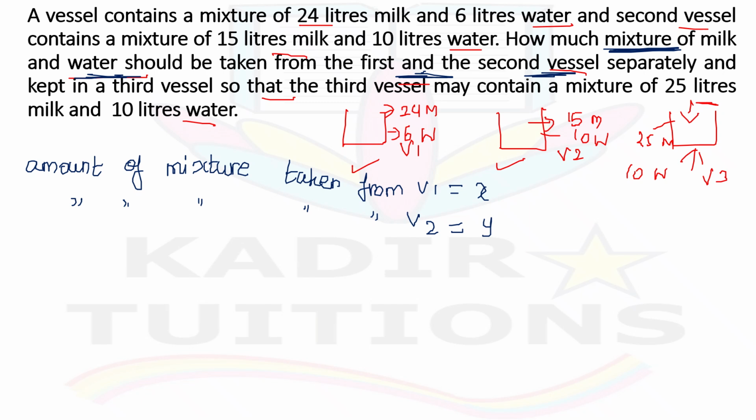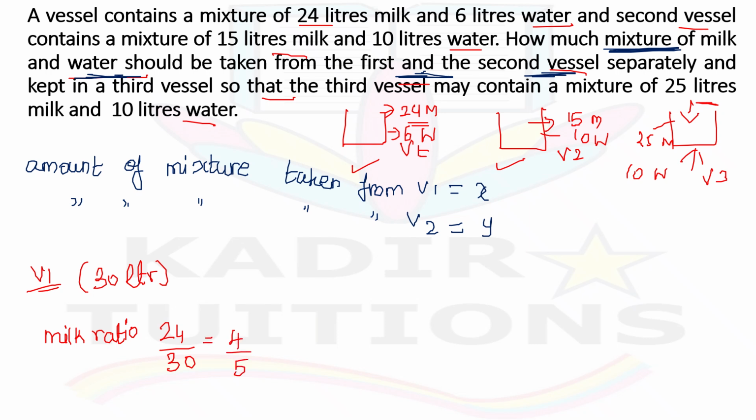So how can we proceed with this problem? First, for vessel 1, we'll find the ratio of milk and water. In vessel 1, how many liters are there in total? 24 milk and 6 liters of water, so there are 30 liters in total, a mixture of 30 liters we can consider. Now in that, what is the ratio of milk in the 30 liters? Milk is 24 and the total is 30. If we solve, we get 4 by 5, as it goes in the table of 6. So 4 by 5.